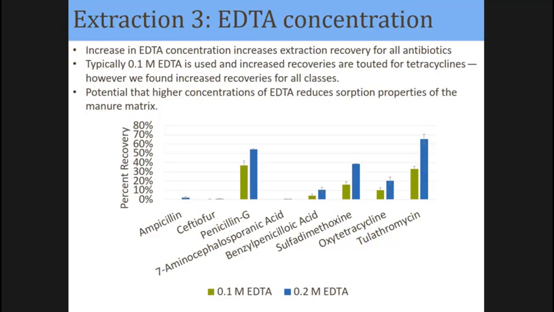And I think that that's because EDTA is not only chelating iron, it's also chelating other things in the matrices, and that may be sorbing to the other antibiotics. So like I said, there's other physiochemical properties, and like you can see, our recoveries are vastly different for each of these antibiotics. And so finding a one-shot method to recover these antibiotics isn't easy.